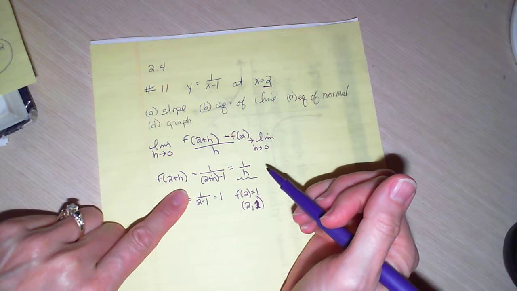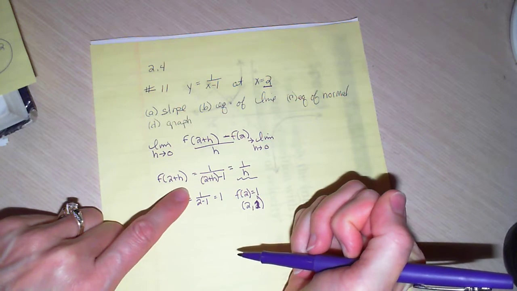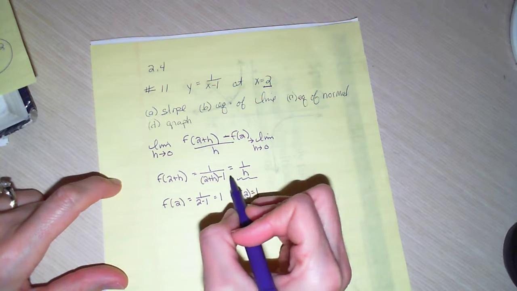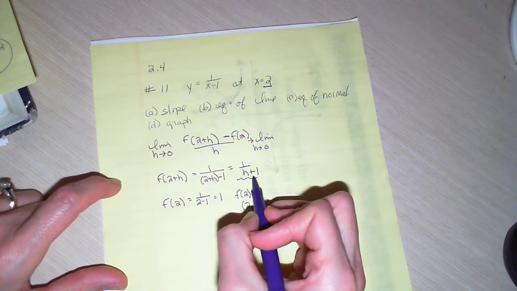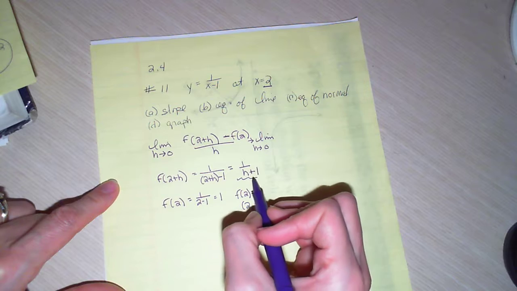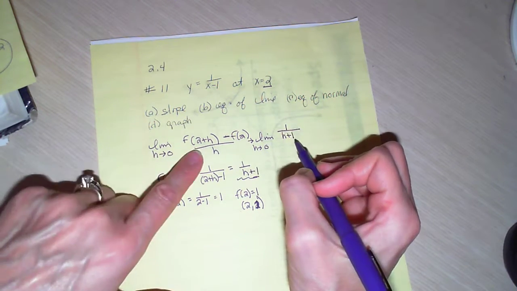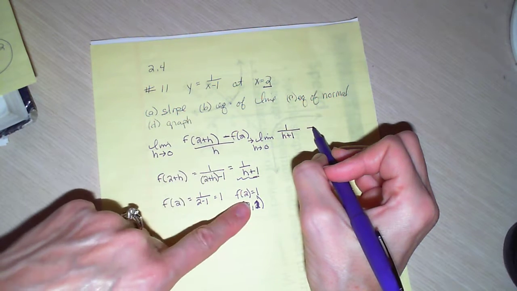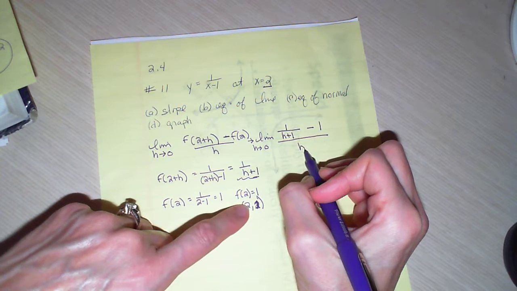Alright, now back up here to my limit, and let's plug in the pieces. So f of 2 plus h, this should be plus 1 down here. Sorry about that. 2 minus 1 is 1, so I would have 1 over h plus 1, not just 1 over h. So 1 over h plus 1, that's my f of 2 plus h, minus f of 2. F of 2 we said was 1, and everything all over h.